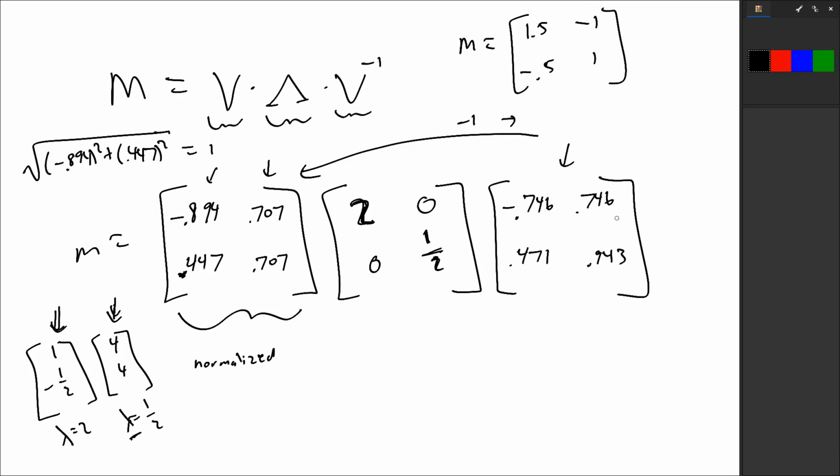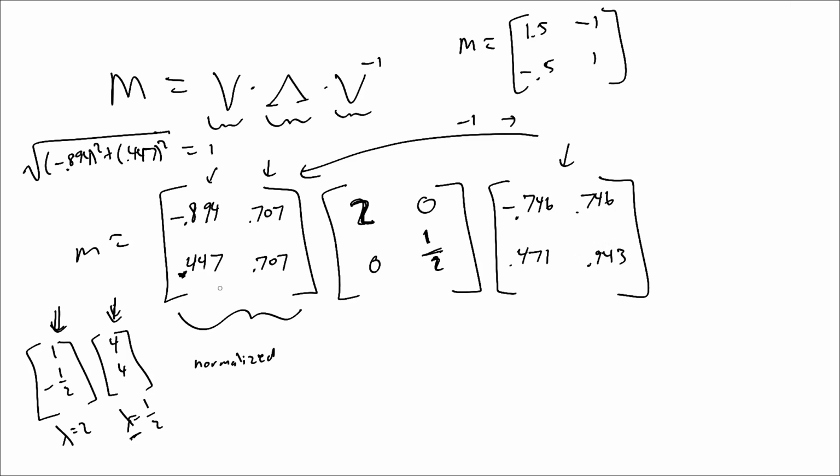Okay? Now, I know it's a bunch of numbers you're looking at, and you're like, okay, why is this important? So here's the thing. If you look at this, you will realize, holy moly, this is the change of basis matrix from the standard basis to the eigenbasis. What's the eigenbasis? The eigenbasis is the basis with the eigenvectors in it.